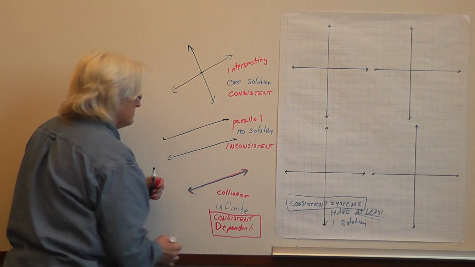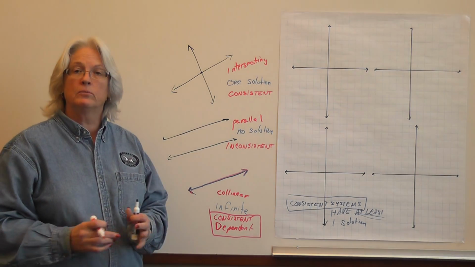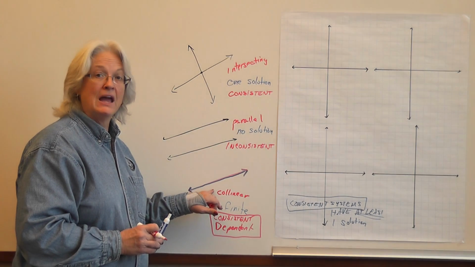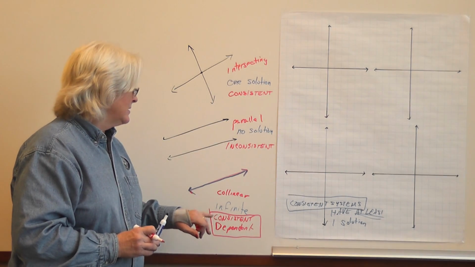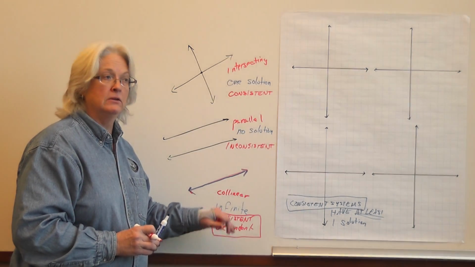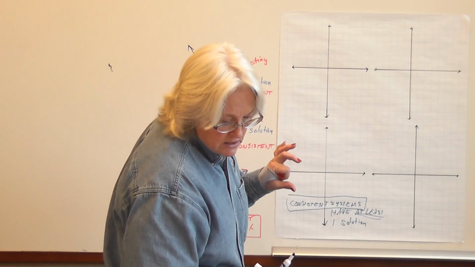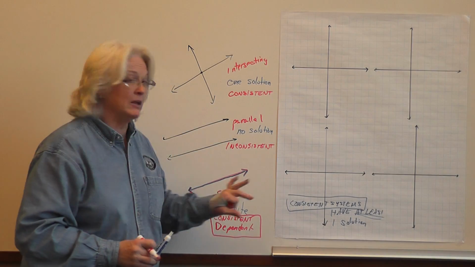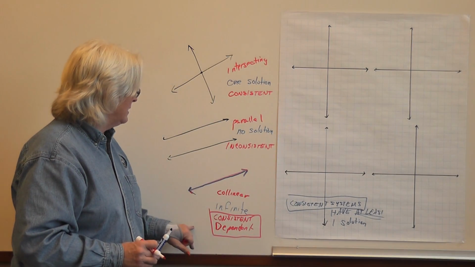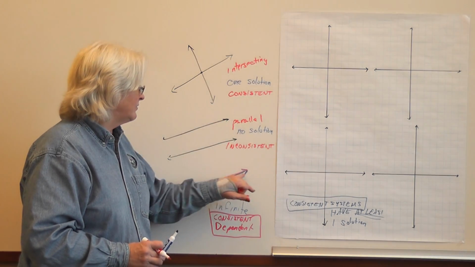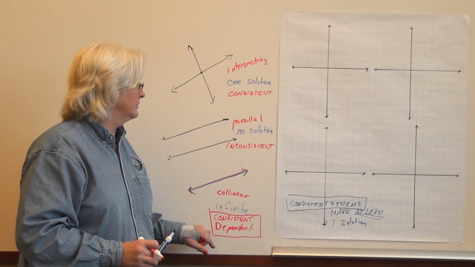Collinear lines have an infinite number of solutions. They are consistent, meaning that they have at least one solution, and they are dependent, meaning, as your book says, that they have an infinite number of solutions. So dependent and infinite mean the same thing. We have an infinite number of solutions, so they're dependent.